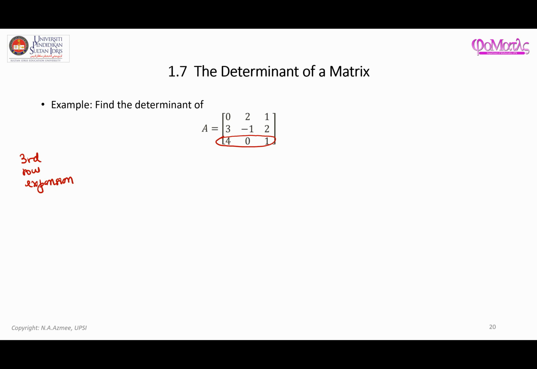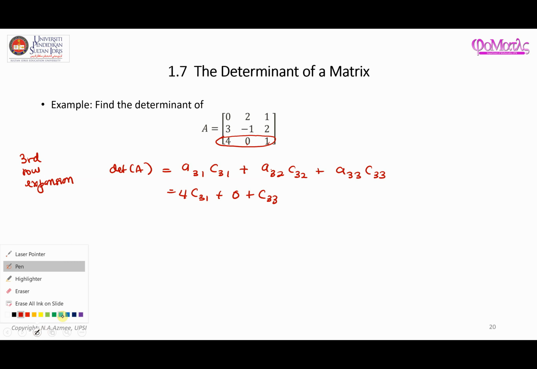therefore the determinant of A is going to be A31 C31 plus A32 C32 plus A33 C33. And we can see that this is 4 times C31 plus this one is 0. So here 0. A33 is 1 times C33. So we got that. Therefore, we can see clearly that we need to find C31.